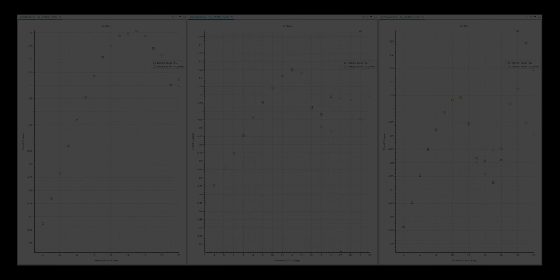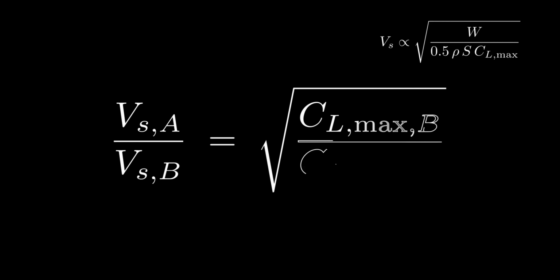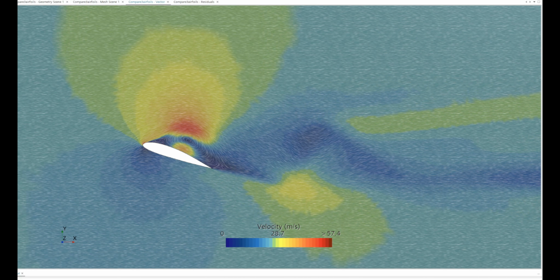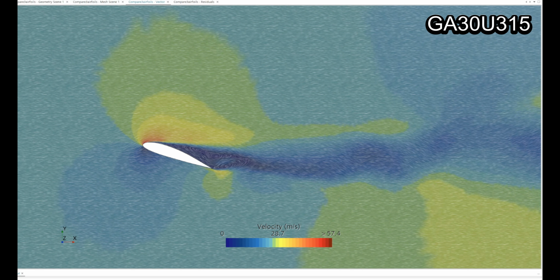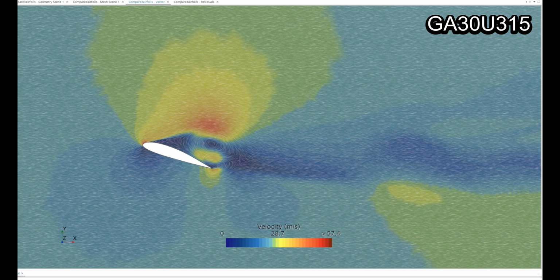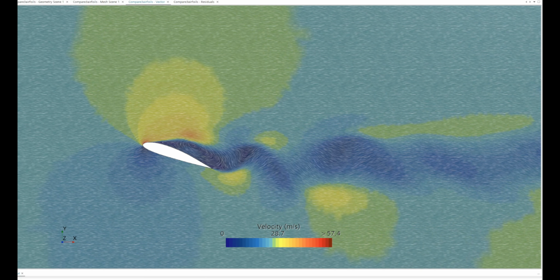The maximum lift coefficient also allows for a rough comparison of the stall speeds under these conditions, where the GA30U315 shows the lowest stall speed. After excluding the use of NACA 23012, GA30U315 may be used for the subsequent surface pressure calculations.